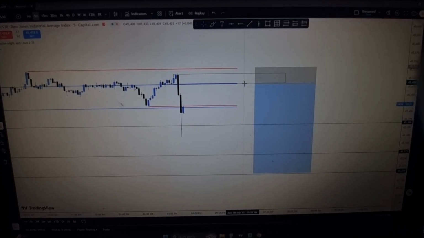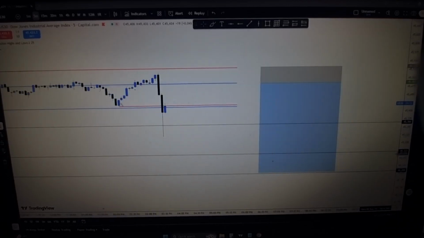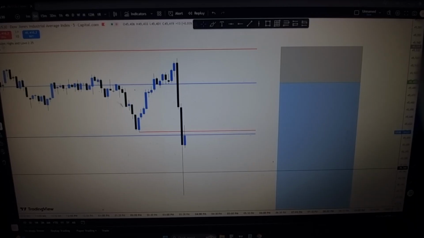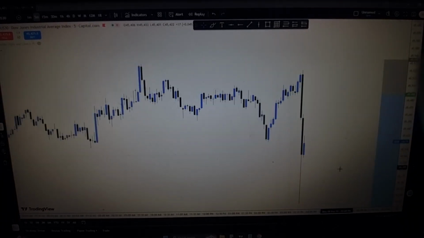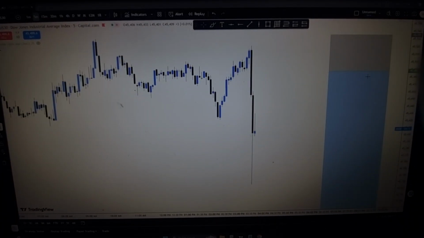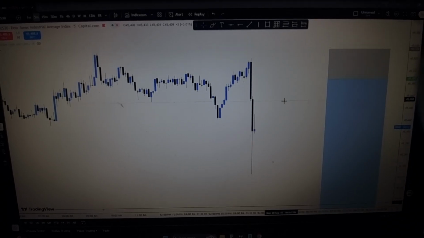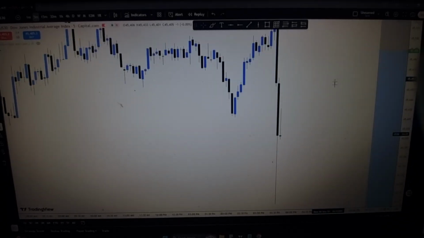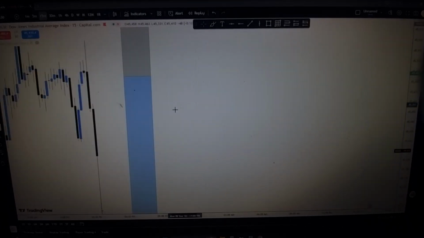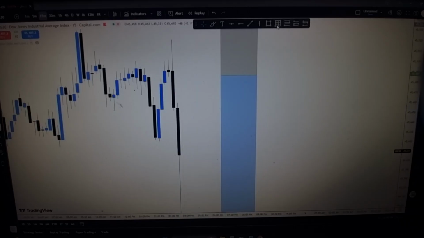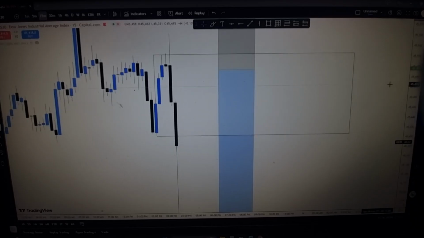Okay, wait, let me just put my axe off. Okay, sweet. Okay, we do have, let's see if this is a 15. Yeah, okay, so this is the 15-minute order block.